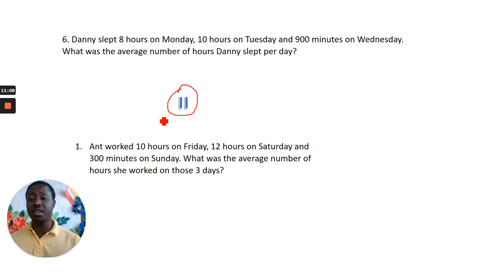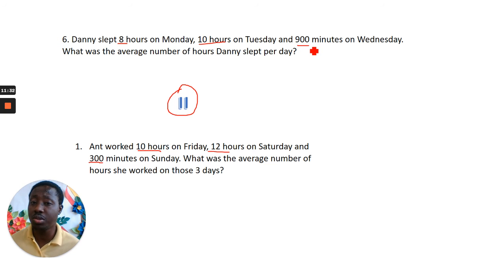But the only difference is that here Danish slept 10 hours, and there Danish slept 8. And slept 12, Danish slept 10. Okay? Then here 300 and this is 900. So the only difference is the numbers. 10, 12, 300. But this one is 8, 10, and 900 minutes.